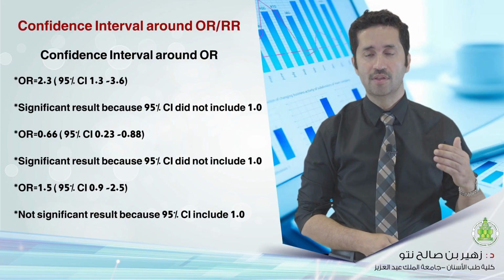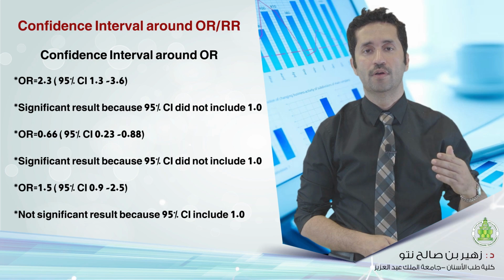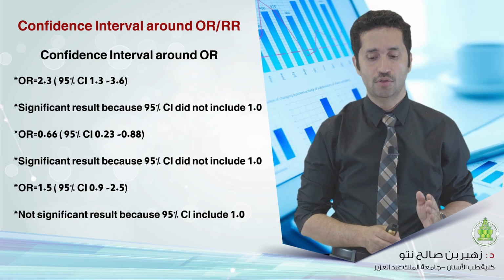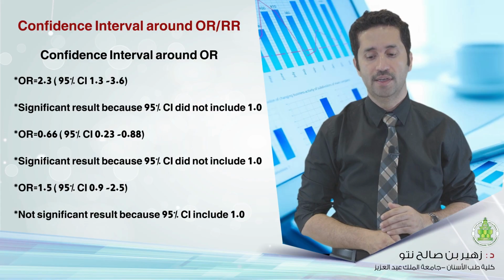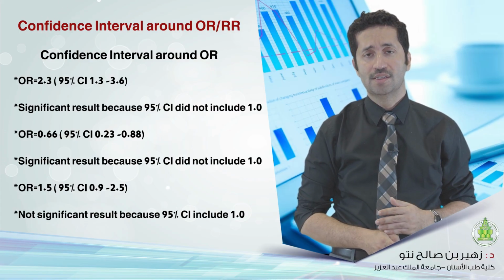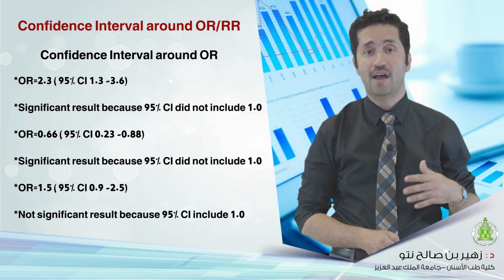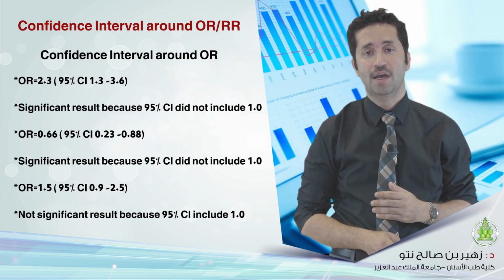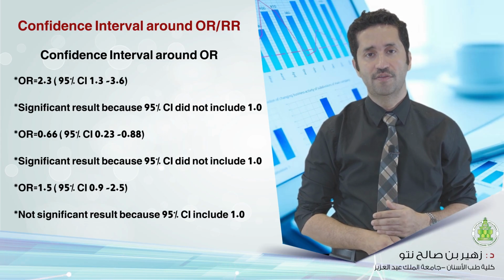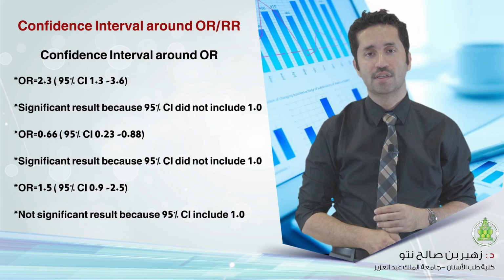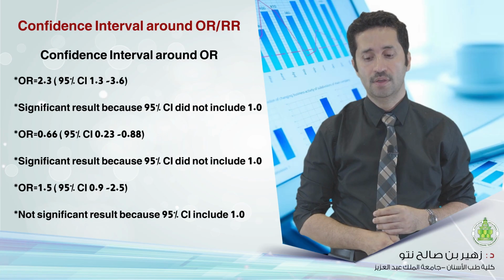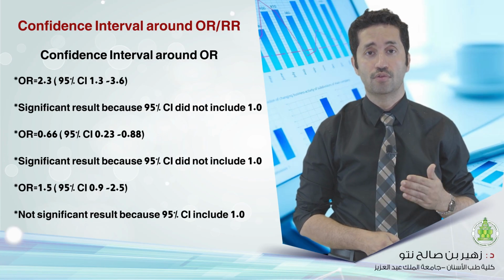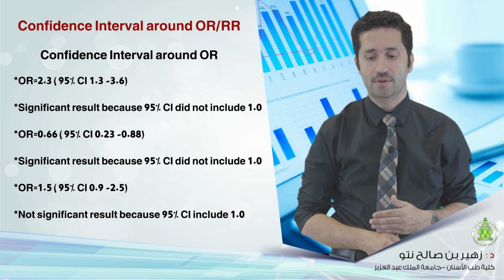So every time we repeat this study, the first group is going to be lower compared with the second group because the range is going to be between 0.23 and 0.88. However, in the last example, the odds ratio is 1.5. The first group is higher compared with the second group by 1.5 times. However, the result is not statistically significant because you can see here the confidence interval includes 1. So sometimes the first group is going to be higher, sometimes the first group is going to be lower. So the result is not statistically significant.